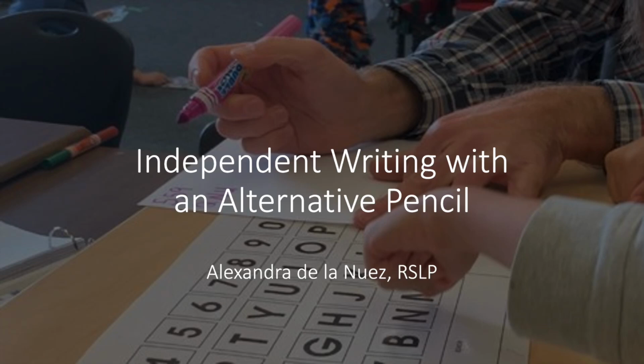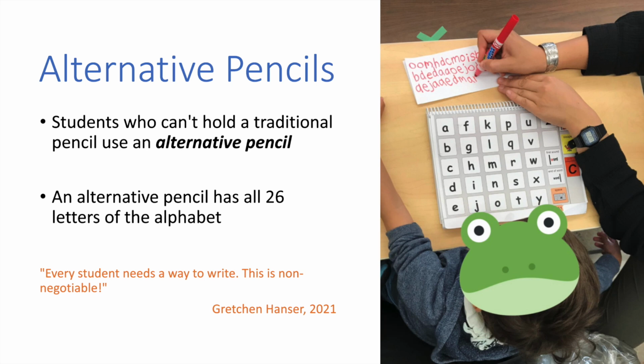Let's talk about independent writing with an alternative pencil. Alternative pencils are tools that give students access to all 26 letters of the alphabet. They can be paper-based, like the Pod alphabet page you see here, or they can be electronic, like the keyboard page on TouchChat. Alternative pencils make writing accessible. They are for our students who can't hold a traditional pencil.